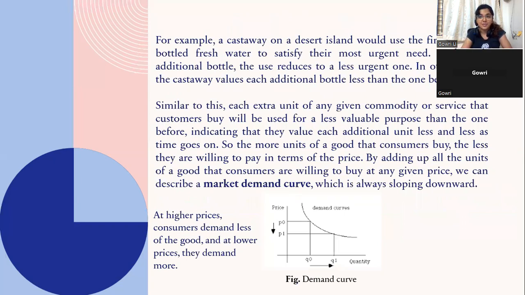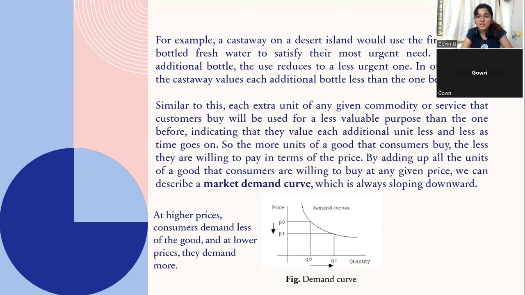So, what do we understand from this? In other words, the castaway values each additional bottle less than before. In society or in our practical day to day terms, we can observe that each extra unit of any given commodity or service that a customer buys will be used for a less valuable purpose than the one before. This indicates that each additional unit is valued less and less as time goes on.